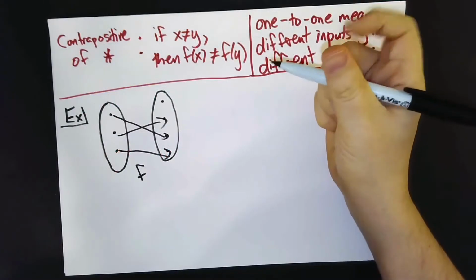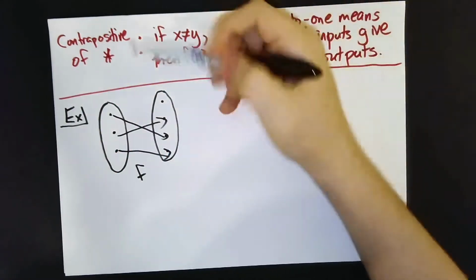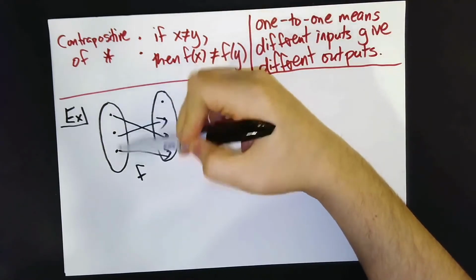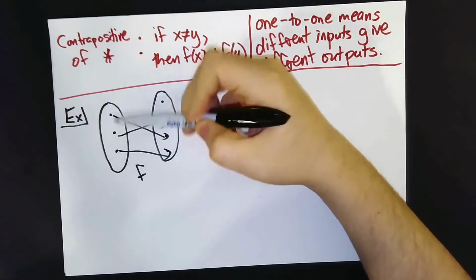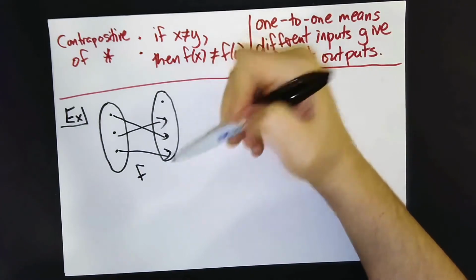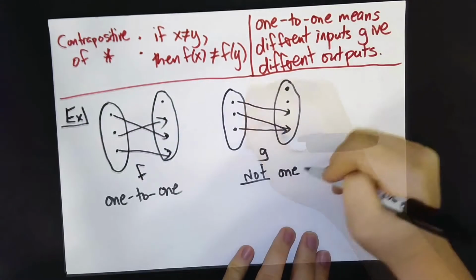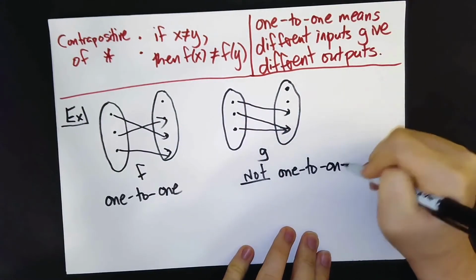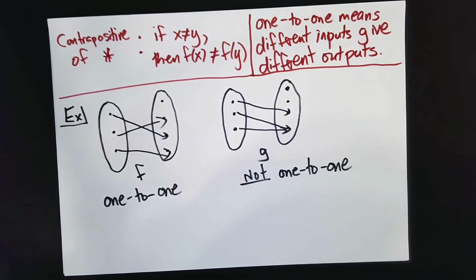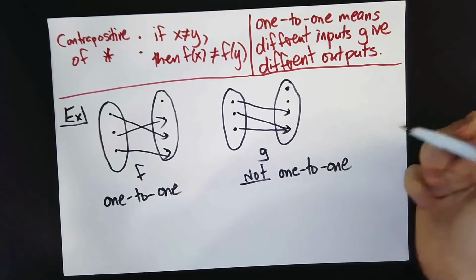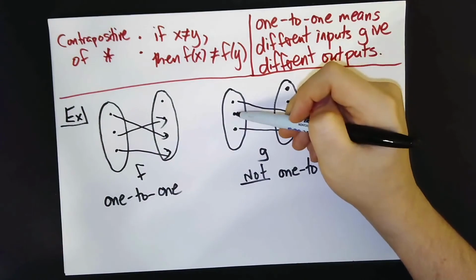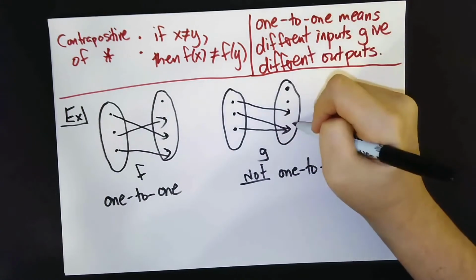So this function, for example, is one-to-one. Every pair of elements that are different map to a different pair of outputs. This function, though, is not one-to-one. And why is it not one-to-one? It's not one-to-one because both of these inputs have the same output.